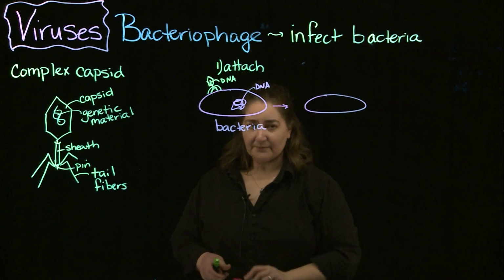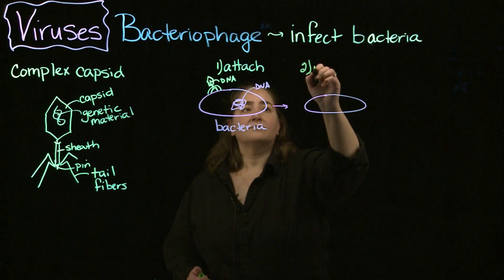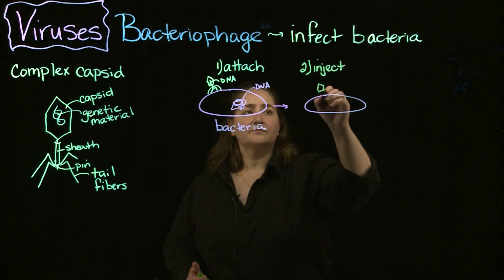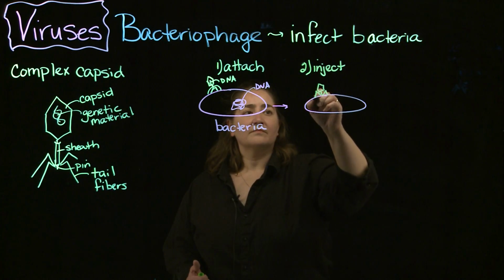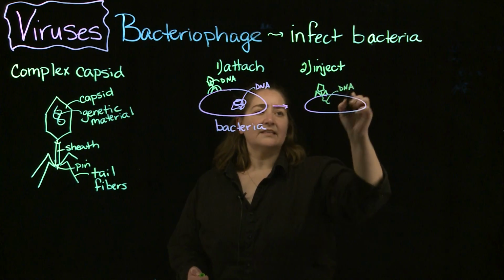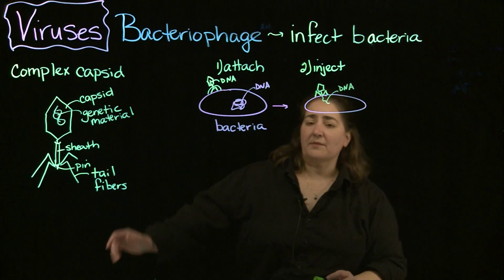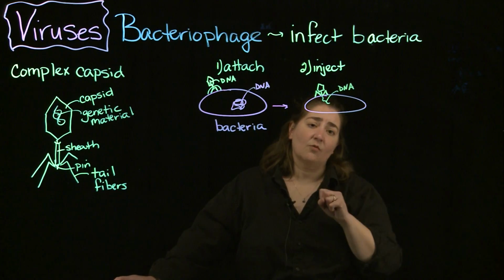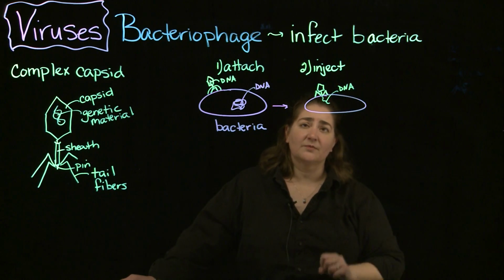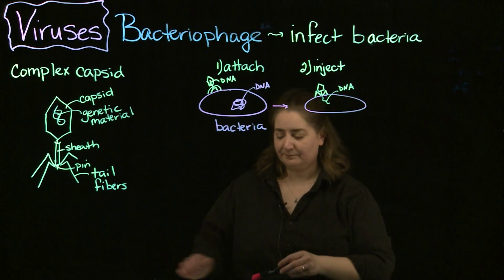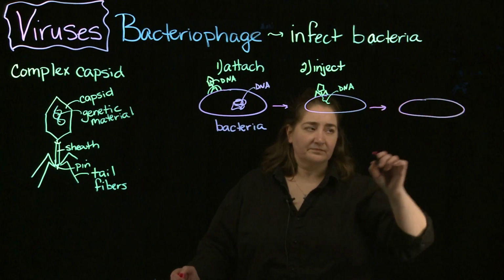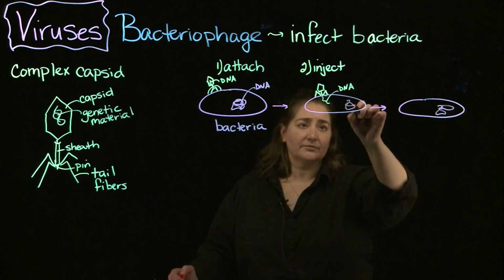The second step is that the bacteriophage is going to inject the DNA into the bacterial cell. That's where that pin comes into place. It penetrates the cell wall and the cell membrane, allowing that DNA or genetic material to be injected into the bacteria. Then what's going to happen? We've got our DNA here.